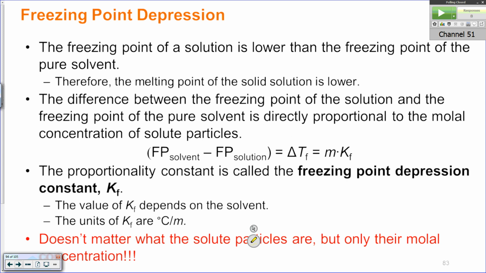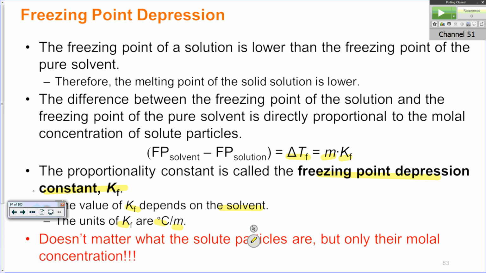So how much does this change occur? The difference that we have in the freezing point, we call the delta T sub F, is equal to the molality of the solute times K sub F. And the K sub F is called the freezing point depression constant. So the value of K sub F depends on what the solvent is. So is it water versus methanol versus something else? And the units of K sub F are degrees Celsius per molal.